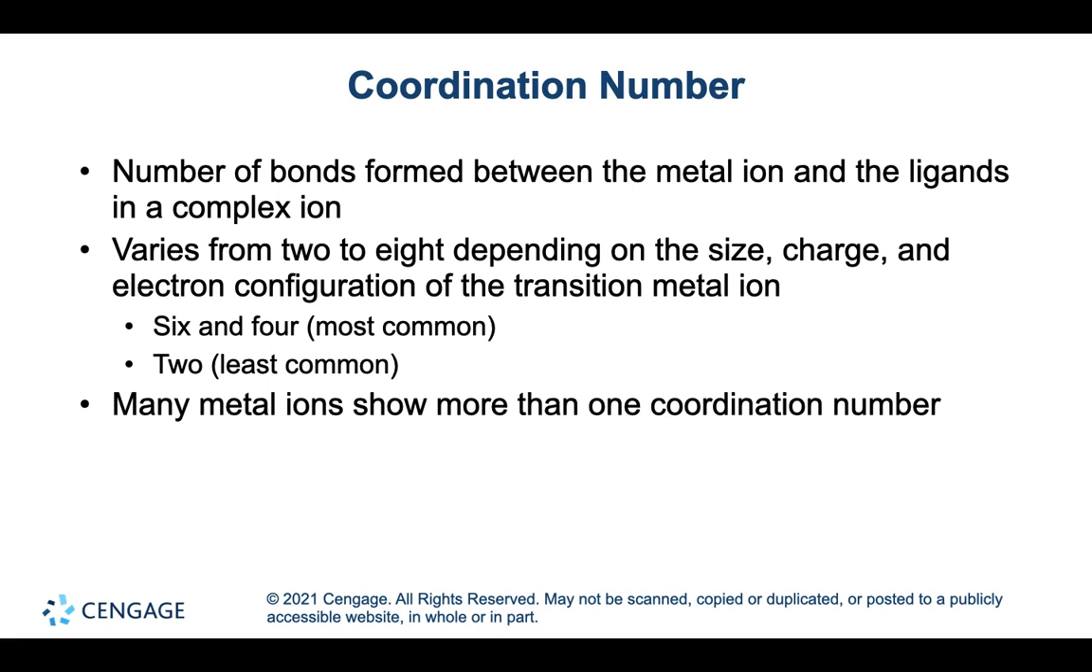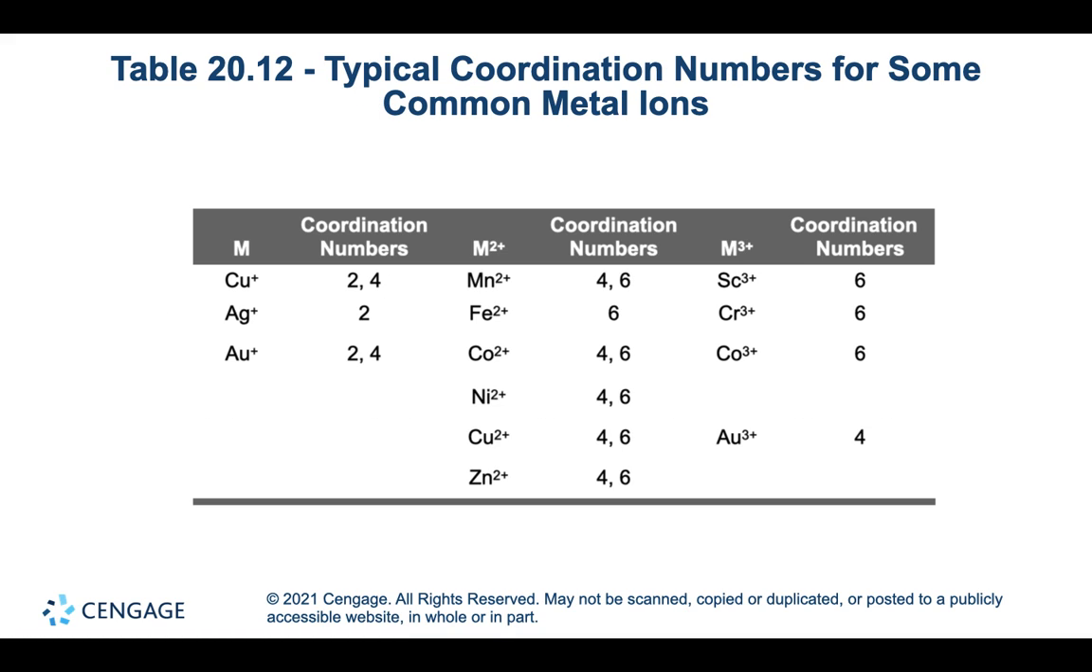Many metal ions show the possibility of forming different complex ions with different coordination numbers. So copper 1 could have a coordination number of 2 or 4. Gold 1 can be 2 or 4. Copper 2 could be 4 or 6, and so forth.